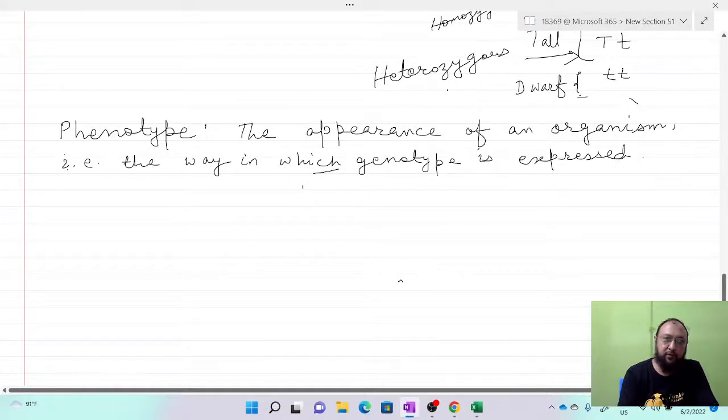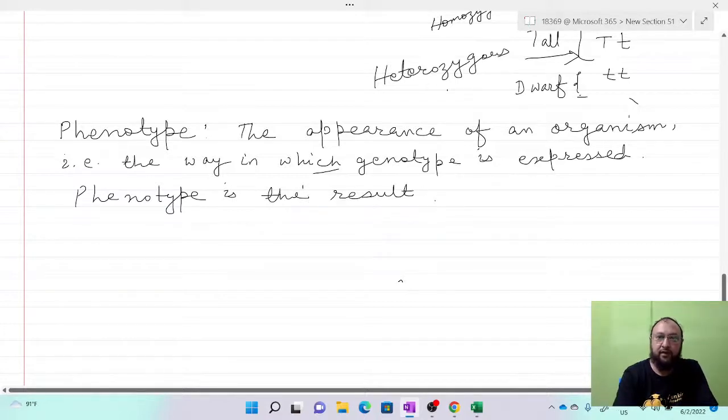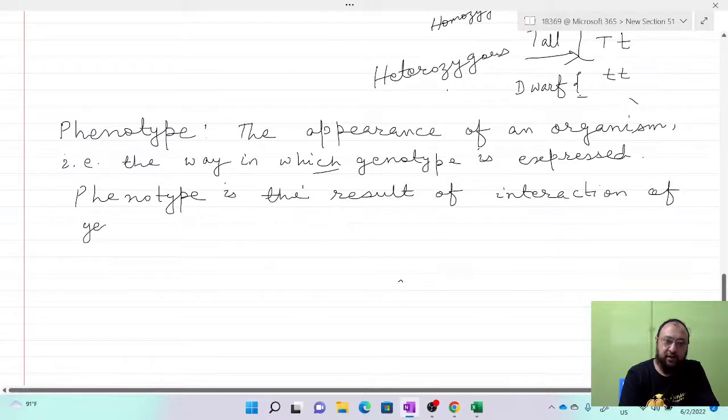Phenotype. Another important point: phenotype is the result of interaction of genes with the environment.